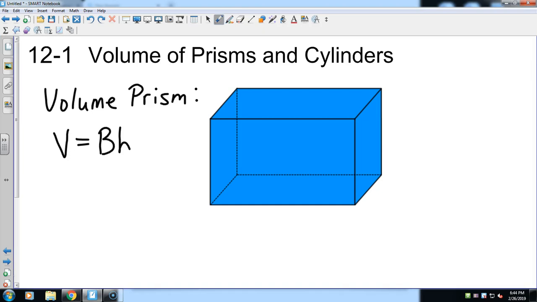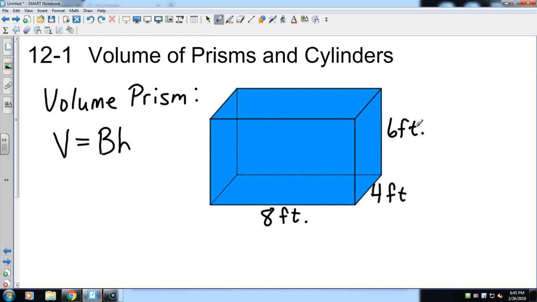I'm going to go with a rectangular prism, and let's say that we have 4 feet here, and we have 8 feet here, and then let's say we have 6 feet here. So again, this is just very basic. Remember that when we do volume, we're going to do cubic units. So our answer will be in cubic feet.